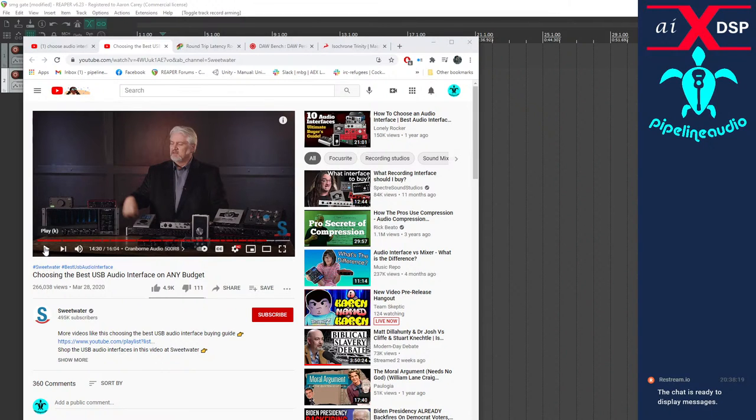Neve, API, Trident, SSL, whatever. I'm pretty sure SSL. The CA500R8 also includes analog summing, which allows you to mix your signals in the analog domain. Not even going to touch that with a 10-foot pole. We are going to move on from there, but I'm not going to take the bait.